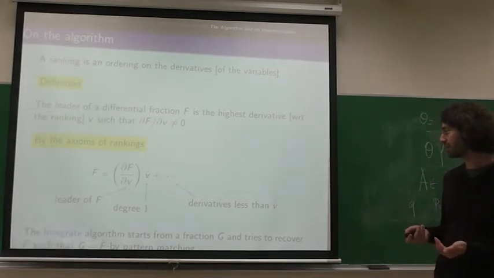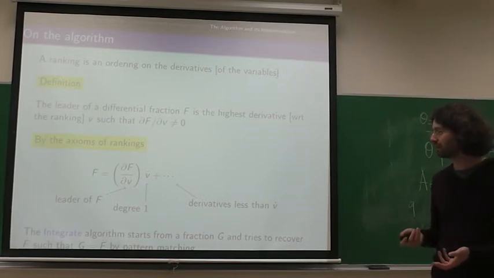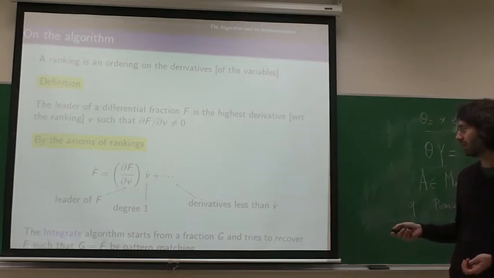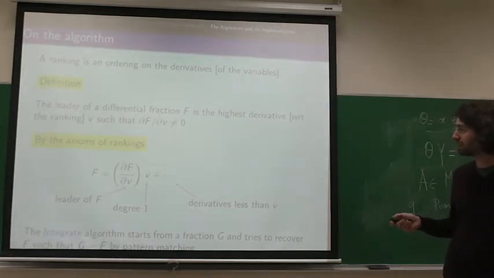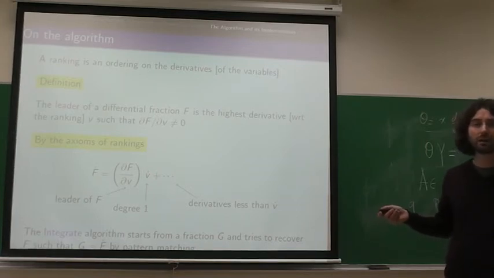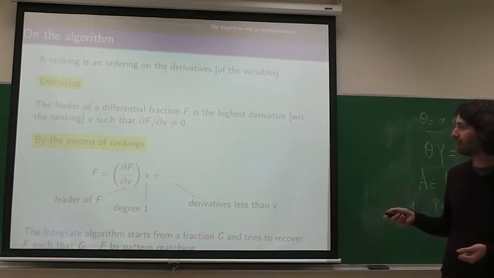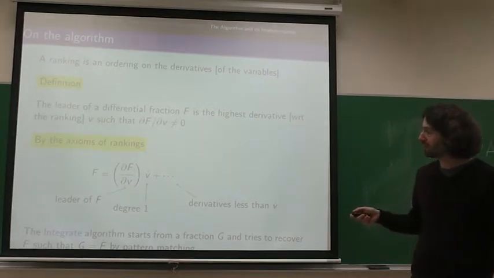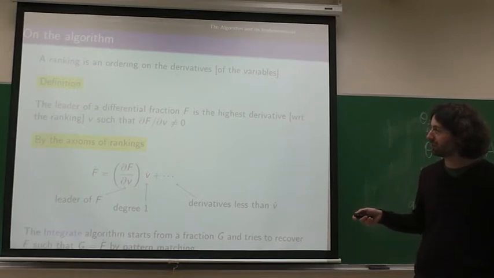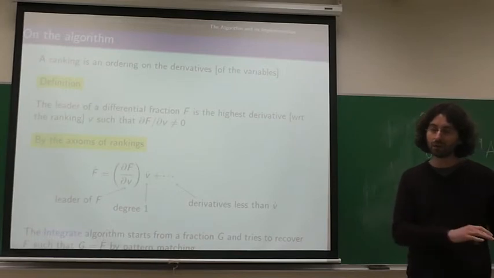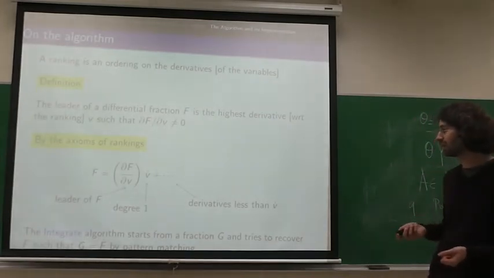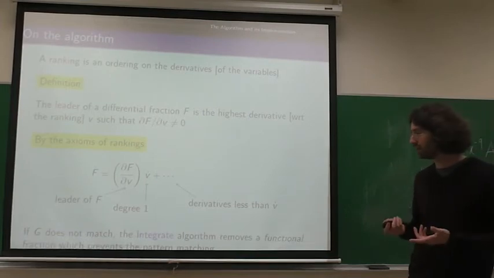And the algorithm, in some sense, is working a bit by pattern matching. Imagine it starts with a fraction g, and tries to see if g is the derivative of some fraction f. If g is a derivative, it should have that pattern. So you can even identify the leader of g, which should be that one. It should occur linearly only. And in front of it, you should get the derivative of f with respect to v. So you guess what v is. Then you can try to integrate with respect to v the coefficient which is in front. And everything that does not follow the pattern, you just put in the non-integrable part. And that's where the difficulty is: it's to properly define what a non-integrable part is.